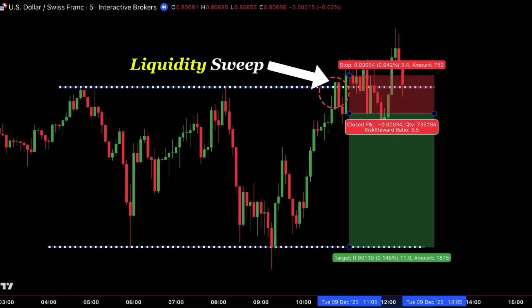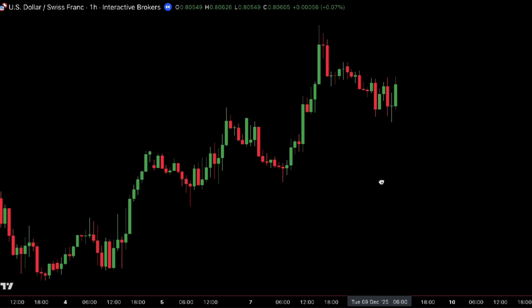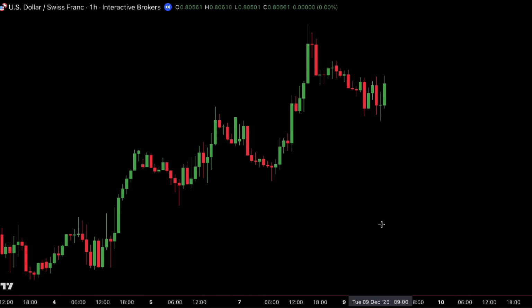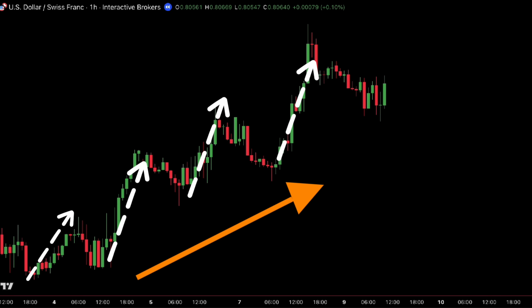But now let's step back and check the 1-hour chart to see whether this trade is aligned with the higher time frame direction. On the hourly chart, the situation becomes very clear. The market is in a strong uptrend. You can see a clear pattern of impulsive moves followed by retracements, again and again. This is classic bullish market structure.